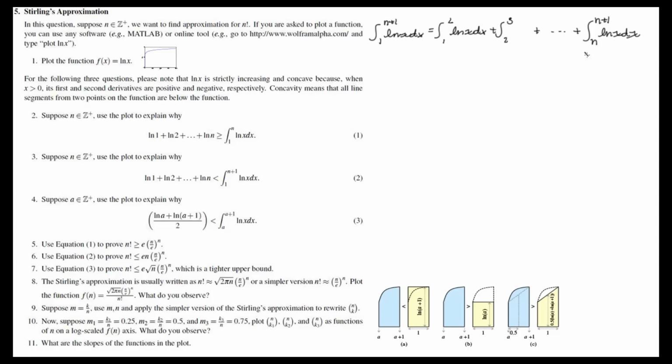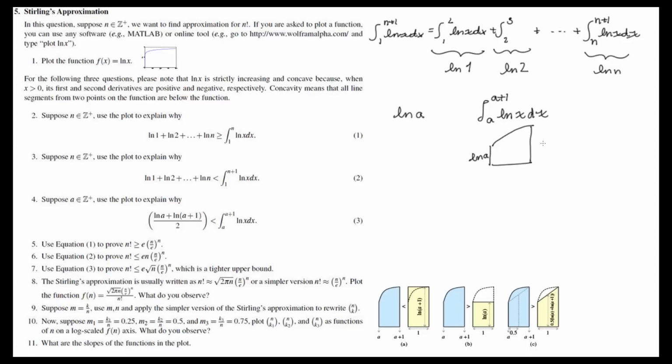As before, we'll pair them up. This will compare to the natural log of n. And we notice because we've split these up, now we have n chunks. So actually this one needs to be compared with the natural log of 1, and this one with the natural log of 2. So now we're comparing the natural log of a to the integral between a and a plus 1 of the natural log of x dx. Here we have the picture similar to before.